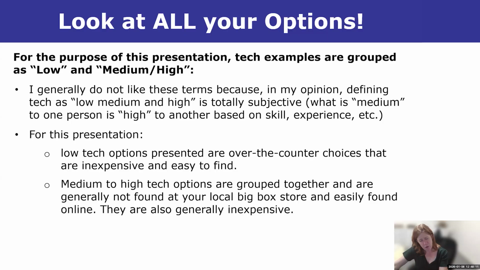And tech examples, starting with less is always more. So here are some examples of different technologies you can use. And we're going to go through them a little fast. But you have your low-tech options that are over-the-counter choices, inexpensive, easy to find. You can probably pick it up at the Walmart. And then you've got your medium to high-tech options that are probably going to be a little more specialized. And we'll talk about what they are and why.